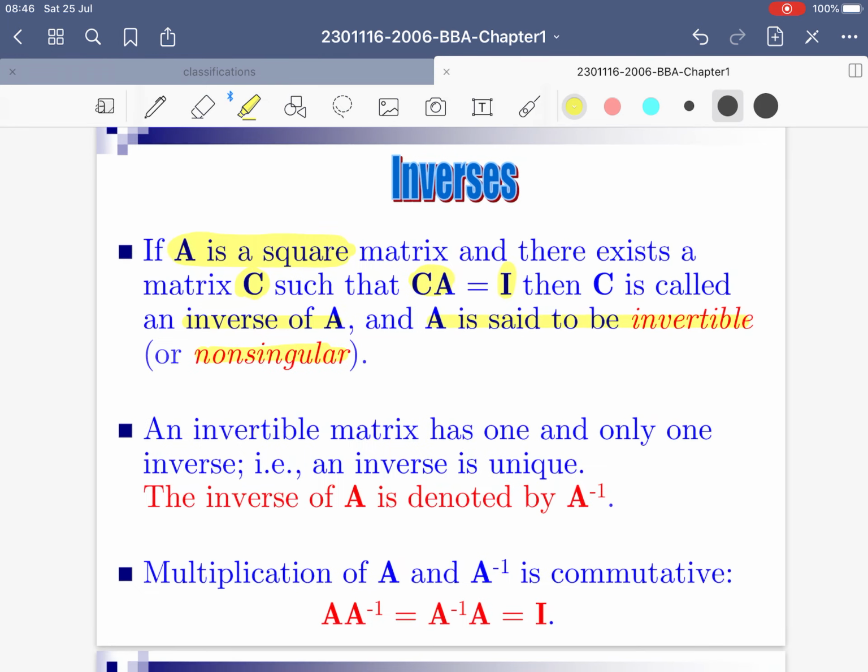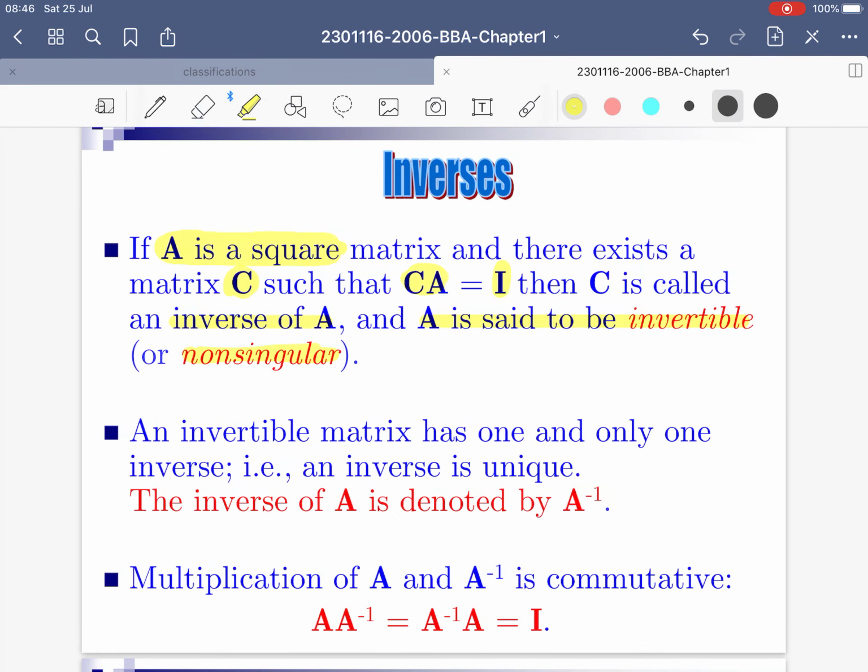And if we talk about an invertible matrix, it has one and only one inverse. It means that if 100 people find the inverse of your matrix A, and it exists, then they are all going to obtain the same inverse. So this A inverse is unique. By uniqueness, we can give it a notation. The inverse of A is denoted by A with superscript -1.